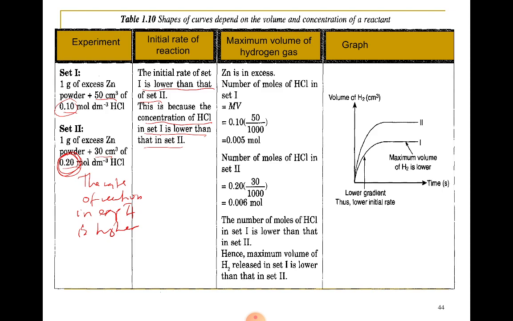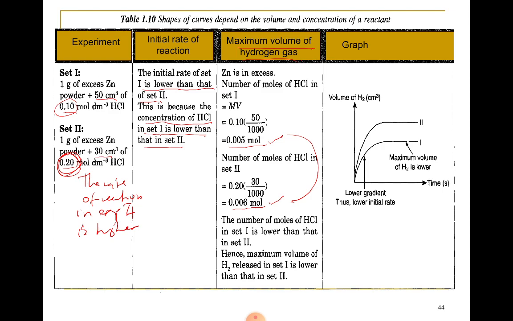Number of mole, okay, kita pun kira lah. Kita kira kita punya bilangan mol untuk set 1 0.005. Okay, untuk set 2 0.006. Okay, so kita tengok the number of moles in experiment 1 is also lower. Ini number of mole, bukan concentration. Sebab kita nak kira apa? Kita nak kira maximum volume of hydrogen gas. Okay, so kat sini dia 0.06, ini 0.05.